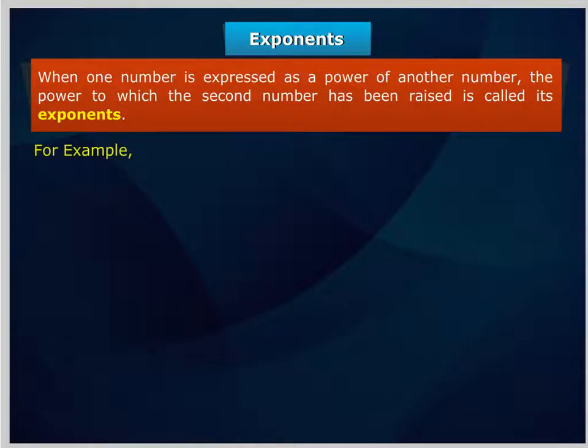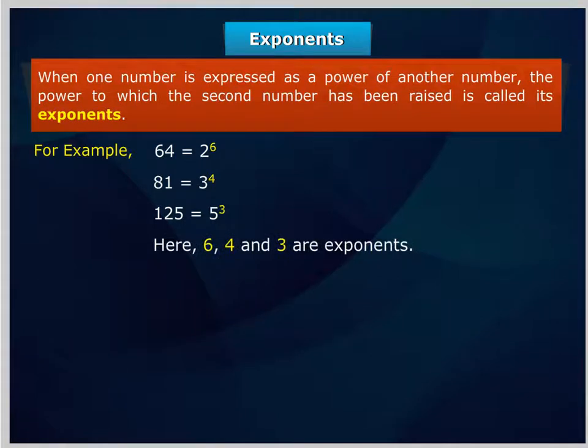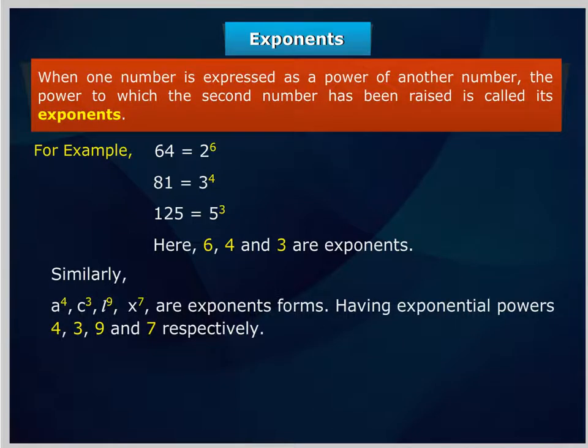For example, 64 equals 2 to the power 6, 81 equals 3 to the power 4, 125 equals 5 cubed. Here, 6, 4 and 3 are exponents. Similarly, a to the power 4, c cubed, l to the power 9, x to the power 7 are in exponential form having exponents 4, 3, 9 and 7 respectively.